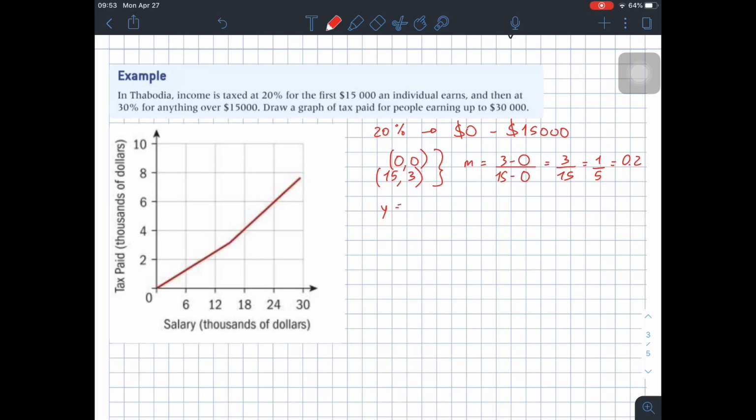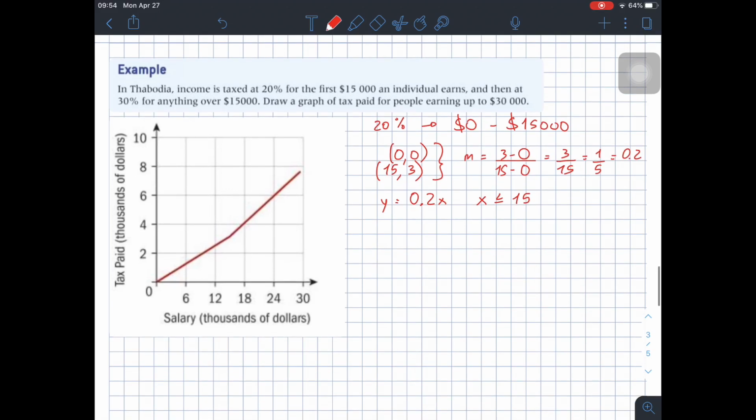So the equation would be y equals 0.2x plus c, but c in this case is 0, right? The y-intercept is 0. So this is just 0.2x. This will be the first part of the equation. Let me write that. This is for x smaller or equal than 15, okay? So this is the first part of the equation.